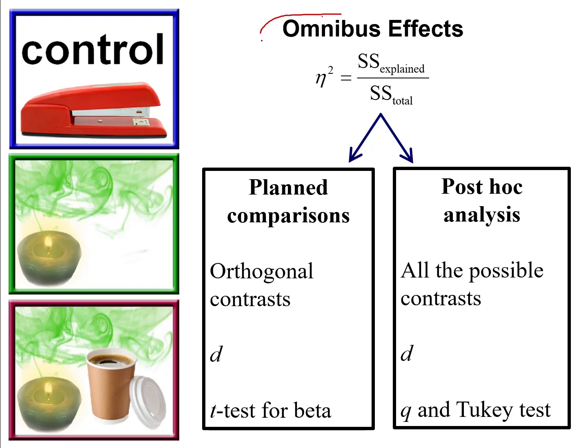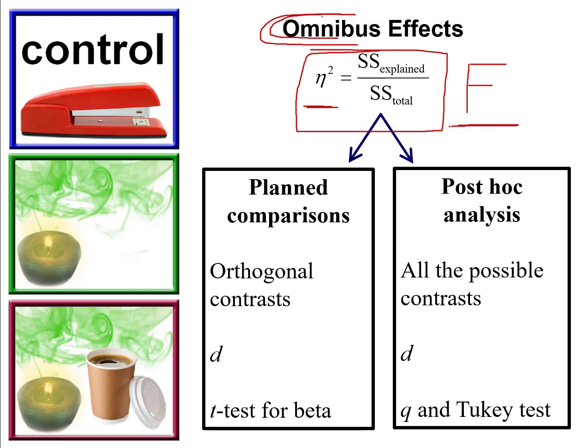So, if we're addressing the omnibus question, the descriptive statistic that we will use to give us an effect size, our effect size will be eta squared. And eta squared indicates the percent of variance explained. And then the inferential statistic that we will use to test the significance of our effect size will be the F statistic. So if we're addressing the omnibus question, our effect size is eta squared, and our inferential statistic is the F statistic.